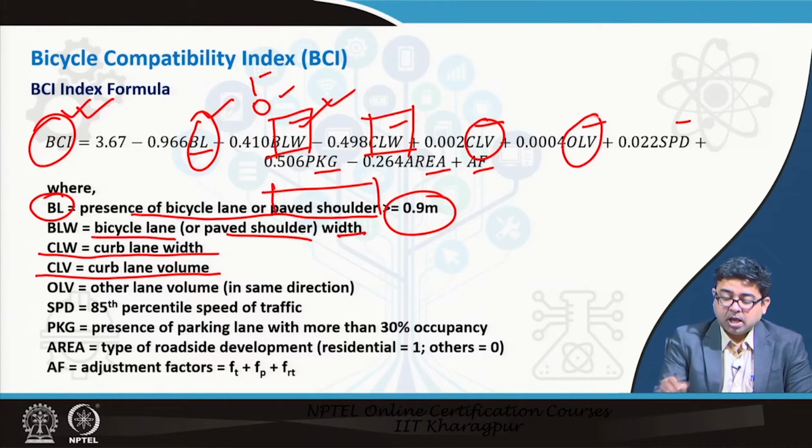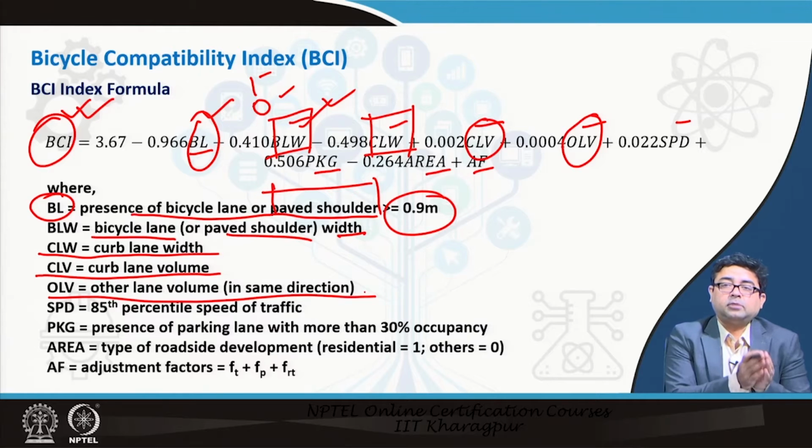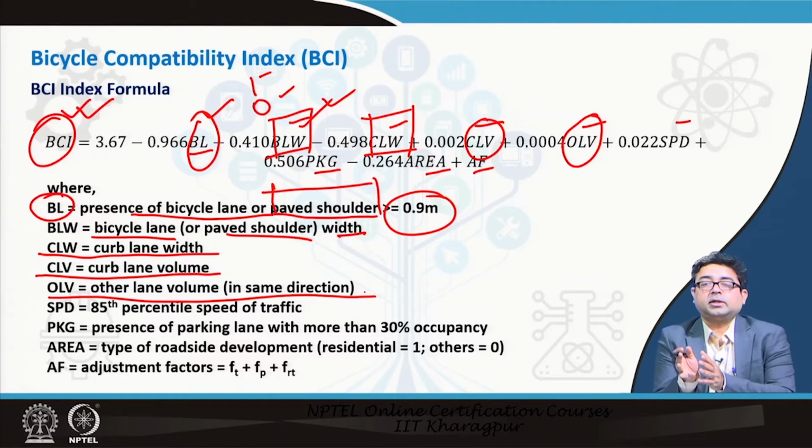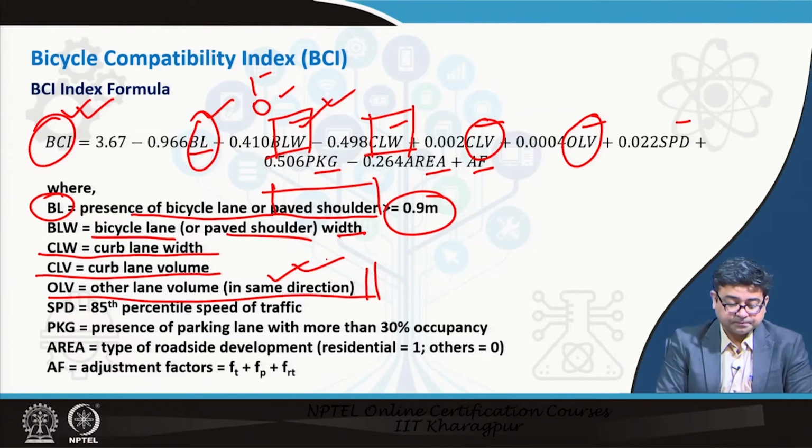Next is other lane volume, all other lanes in the same direction. So, there may be 2 lanes in one direction and 2 lanes in the other direction. Out of the 2 lanes, the outermost lane would be the curb lane, and the other inner lane will be the other lane. So, the volume of traffic on that other lane is what we are worried about, and we will not be worried about the volume of the traffic in the opposing direction.